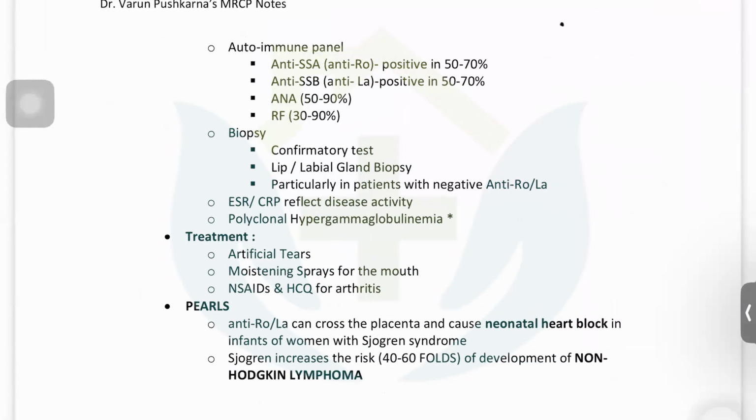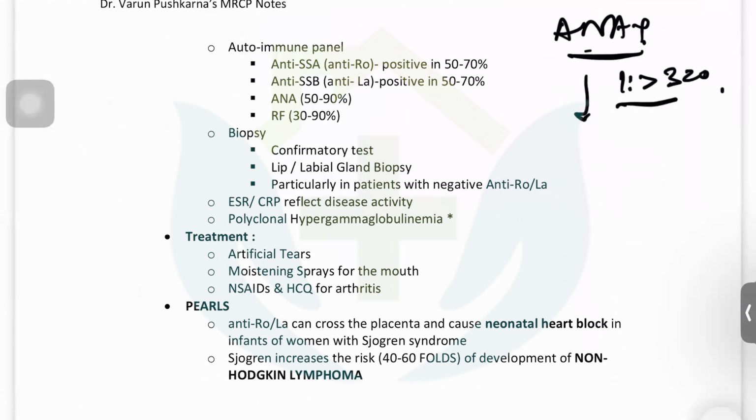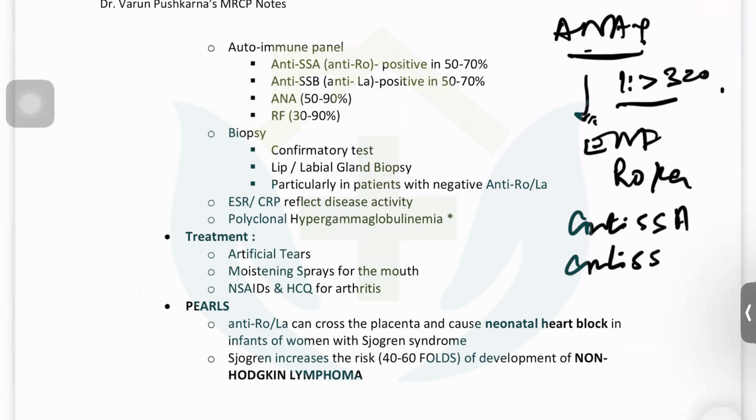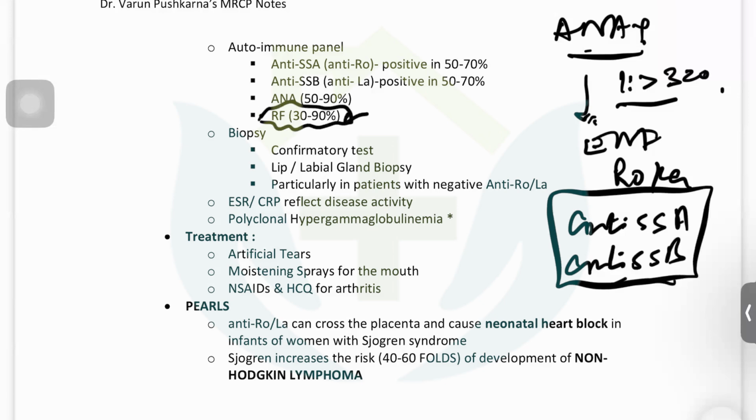As far as the ANA is concerned, ANA is positive, usually more than 1:320. And in those ANA, if you check the extractable nuclear antigens, you find out the anti-Ro and anti-La, that is anti-SSA and anti-SSB. So they are positive in this case. And mind you, as I told you, rheumatoid factor may also be positive in up to 90% of these cases.